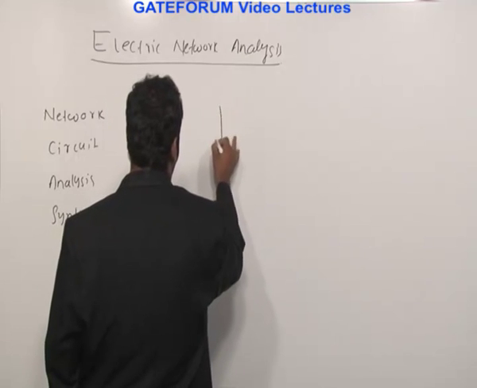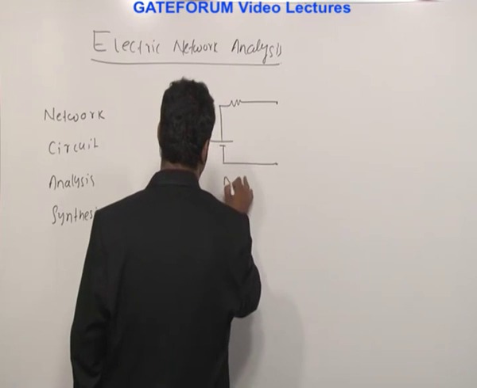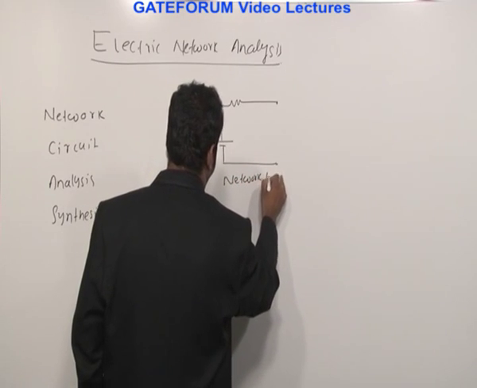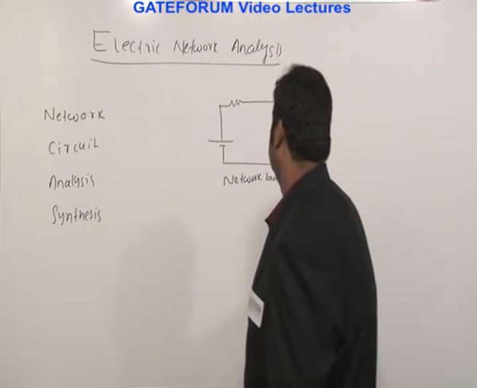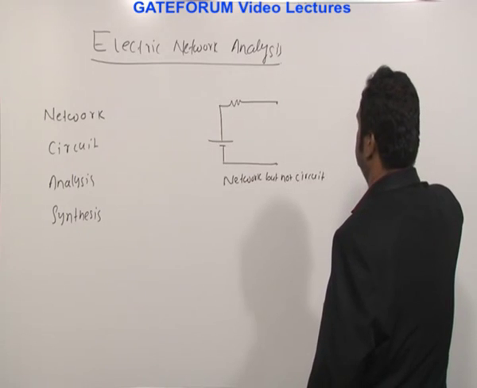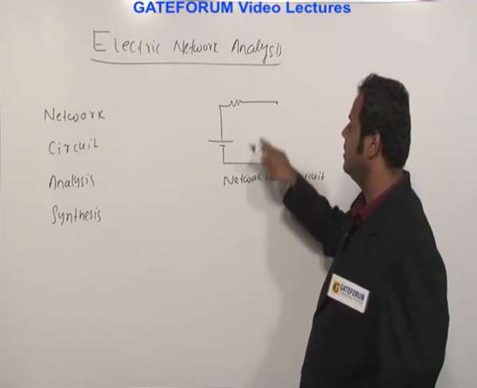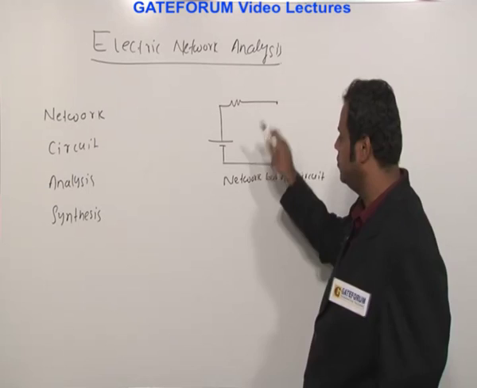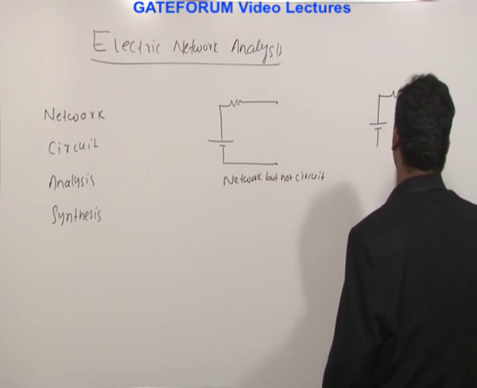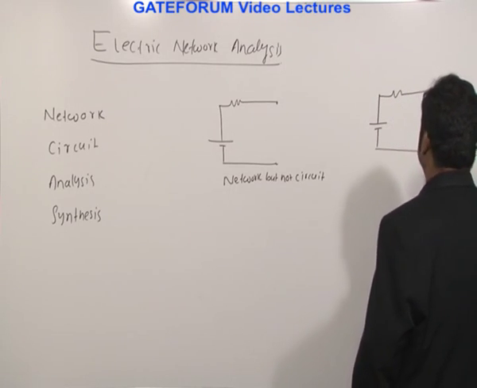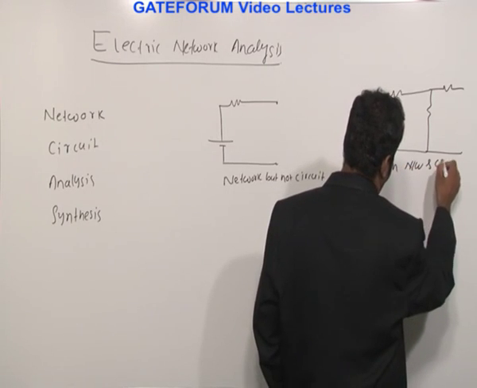So what I am doing is, if I take something like this and connect a resistor something like this, I will say that this is a network but not a circuit. Why am I saying this? Because this is an arbitrary interconnection that may or may not have a closed path. In this case it is said to be only a network but not a circuit. However, if I do something like this, let's say I am closing the path like this, I will say that it is both a network and a circuit.